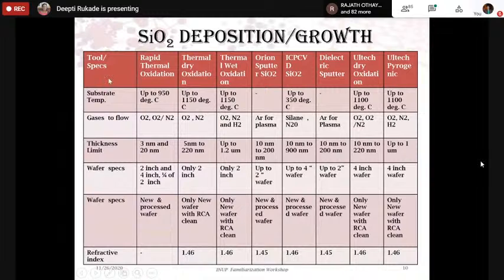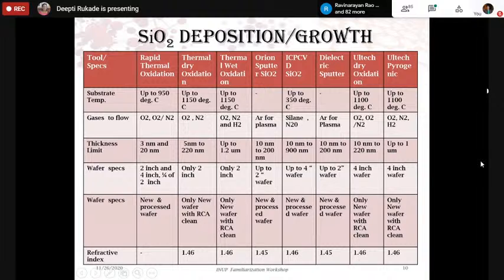So we have an RTP. It gives from 3 nanometer to 20 nanometer. Then we have dry oxidation. We have wet oxidation. We have a sputter tool, which is a deposition tool. We have ICP CVD, which we have discussed. We also have a dielectric sputter, which is also a deposition tool, and we also have these furnaces where you can grow the SiO2.